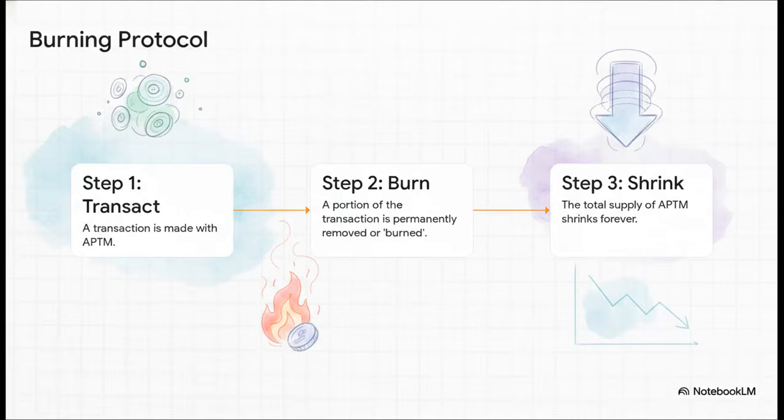So, how does the supply actually get smaller? Through what they call the burning protocol. It's pretty straightforward. Every single time a transaction is made, a small portion of it is automatically sent to an address that nobody can access. It's effectively deleted from existence. It's just gone forever. That means the total supply gets a little smaller with every single use.